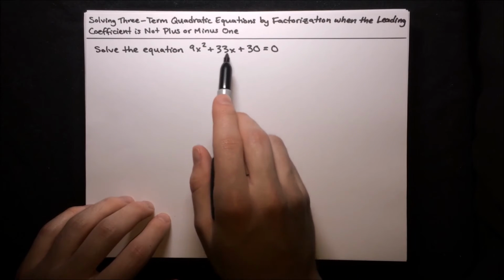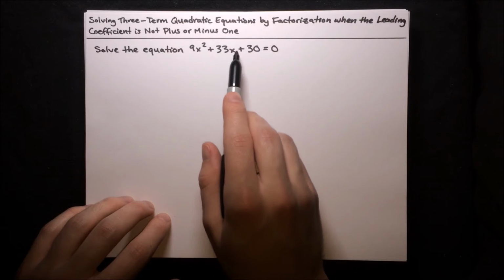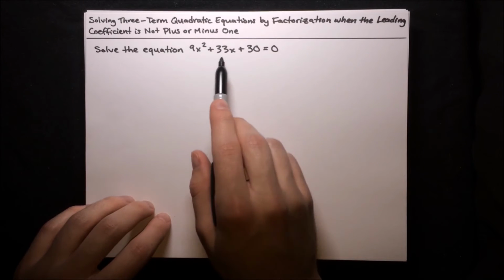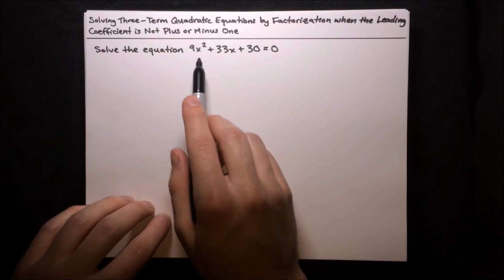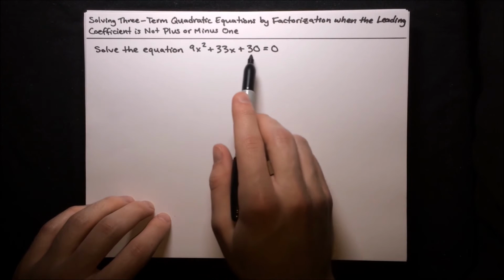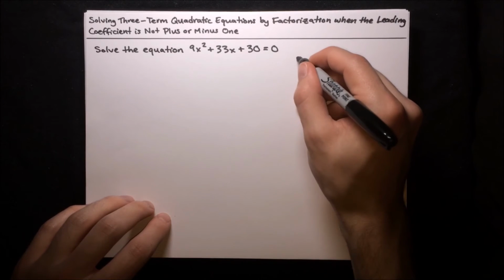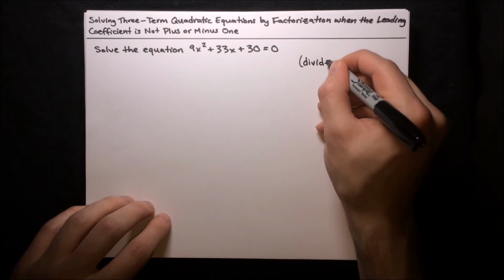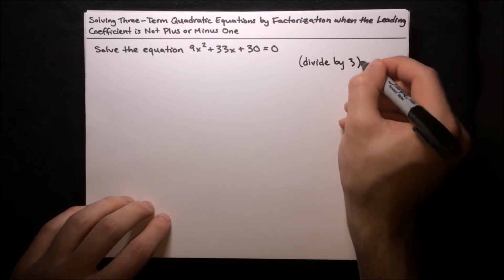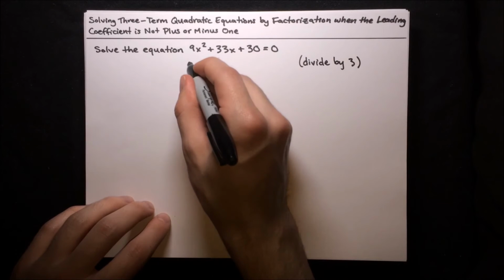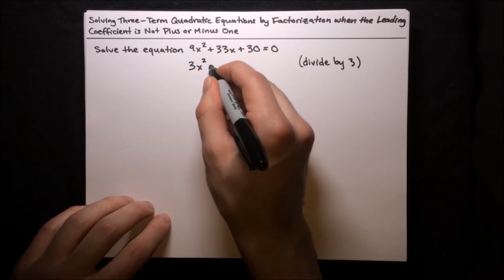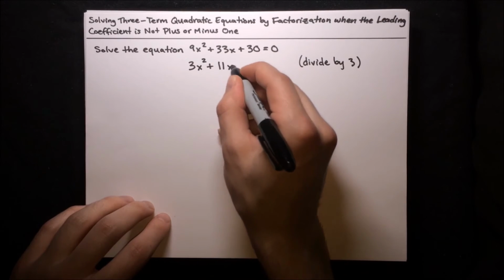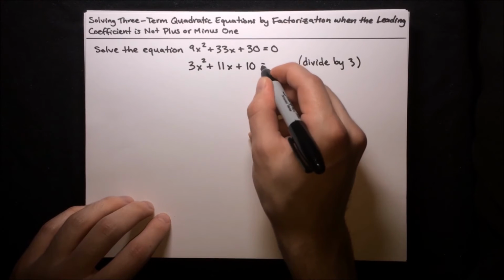But you'll notice that all of these numbers, 9, 33, and 30, they're all divisible by 3. So we can go ahead and divide everything by 3 to clean up this equation, make the numbers a little bit smaller while maintaining whole numbers. So first of all, divide by 3, and then we get 9 divided by 3, that's just 3, so 3x squared, then plus 11x, then plus 10 equals 0.